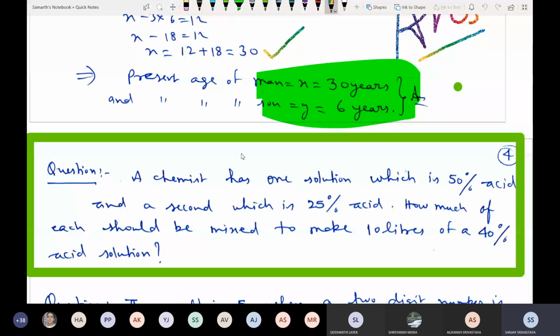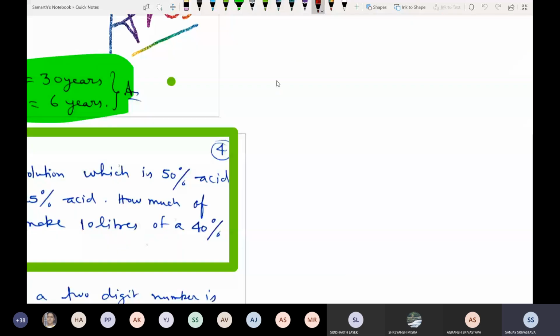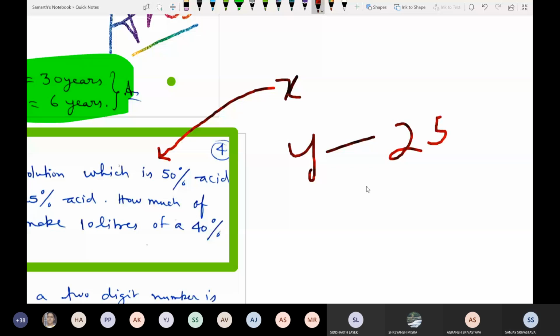So you can take x liters of 50% and suppose y liters of 25% acid solution. That means you have taken x liters from the first bottle, y liters from the second bottle, and how many liters do you have to make? 10 liters. So the first equation will be x plus y is equal to 10. Have you understood this properly, boys? Yes, sir.